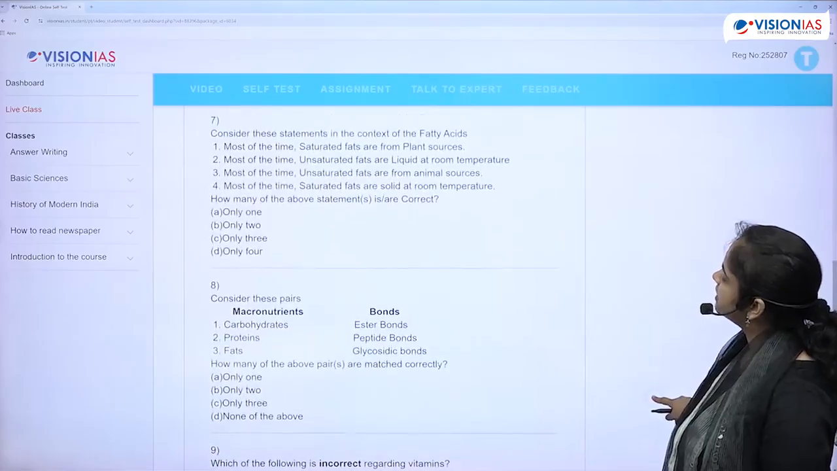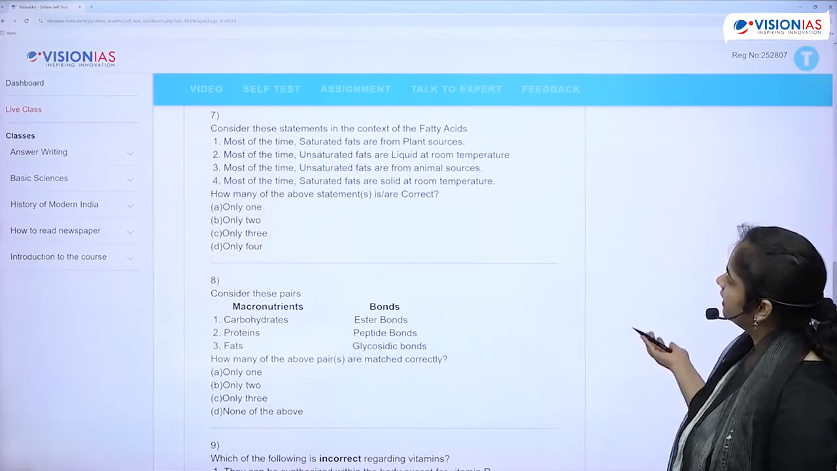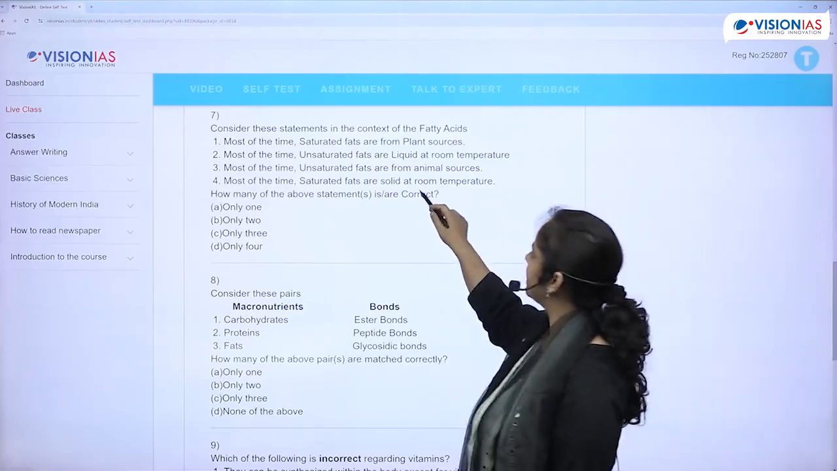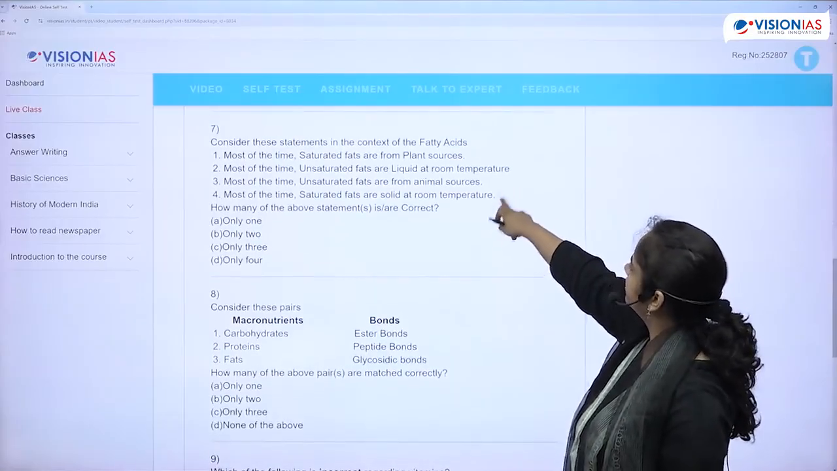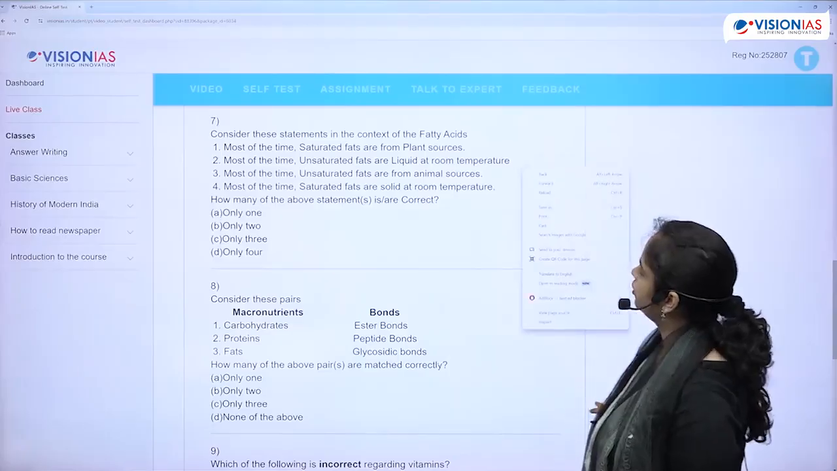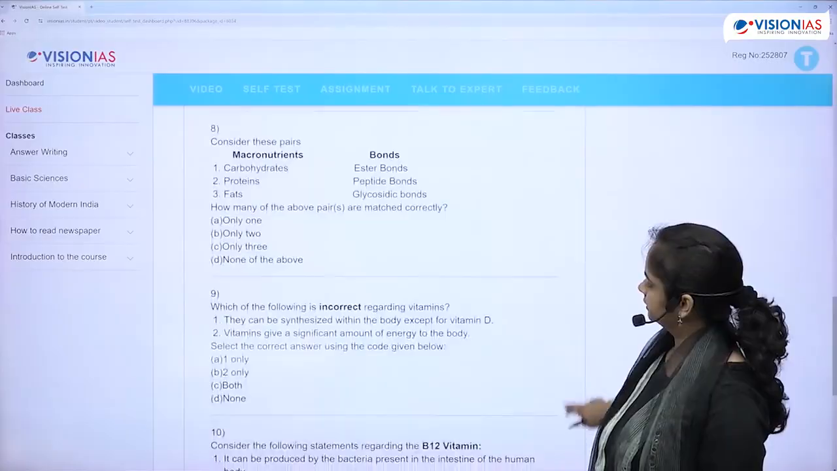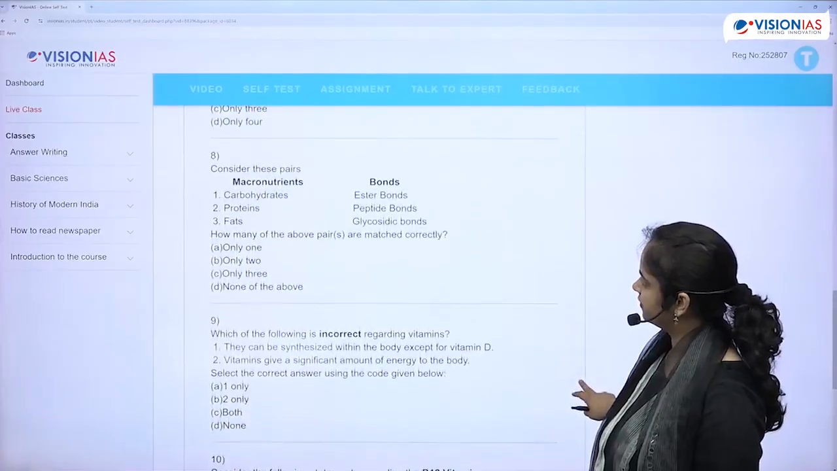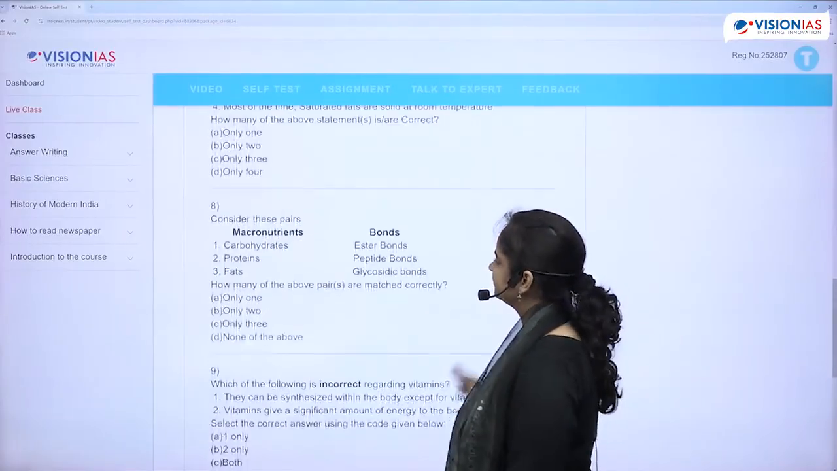Most of the time unsaturated are from animal sources. This is incorrect. And most of the time saturateds are solid at room temperature. So saturated are solid and animal sources. So ये correct है, 2 correct है, right? 2 statements are correct, right? अच्छा. 7B. 7th is also fine. और क्या था? 8th.